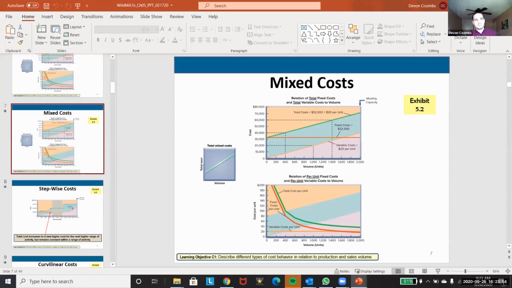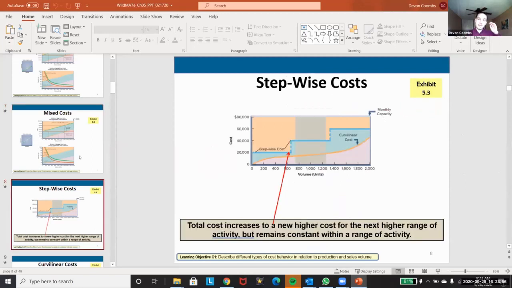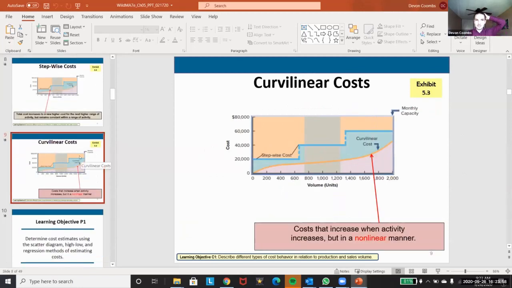So just know that costs can behave in any of these ways, but we're really going to be focused on the fixed and variable costs in this lecture. I'm going to pause here for questions. So feel free to ask any questions.